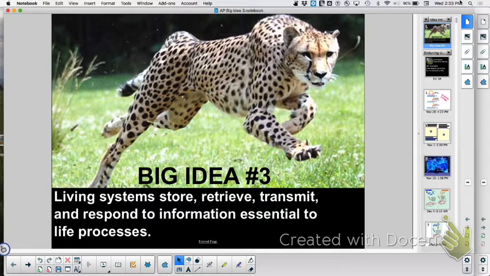All right, so we have already done Big Idea 1. Big Idea 1 is about what? Evolution. Big Idea 2 is about energy, growth, development. Big Idea 3 is about what? Pick a key word out of there. Information. How we store, receive, transmit, and respond to information. So the big ticket item there is information.